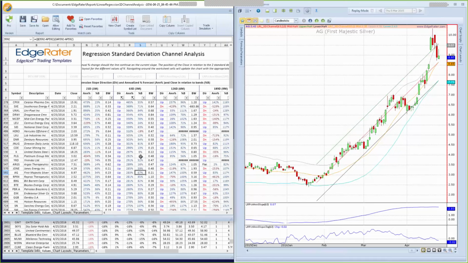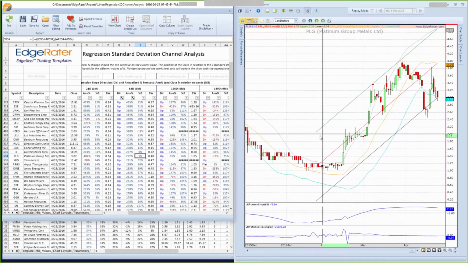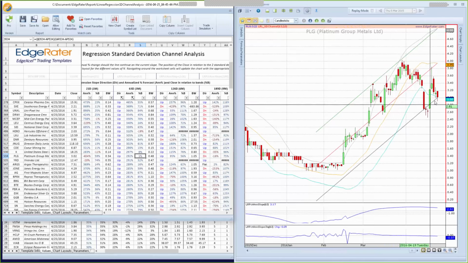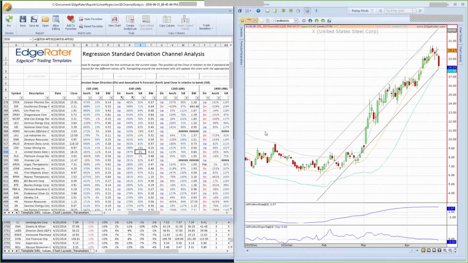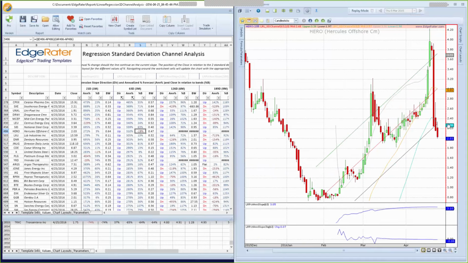So this PLG is moving up, but it's at the lower end of the channel. And US Steel is there as well. So X, number 530. Yep, X is right at the lower part of the channel. If it's a negative number in here, it means it's below the lower part of the channel. So it's broken all the way down through the channel. So Hercules Offshore, Hero.